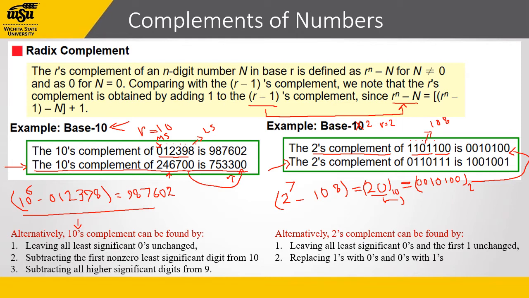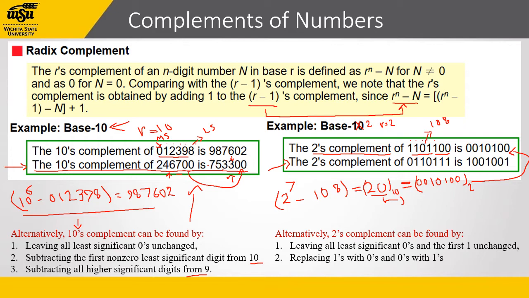Subtract the first non-zero least significant digit from 10. The first non-zero least significant digit is 7. We subtract it from 10, we get 3. Subtract all higher significance digits after 7 from 9, which means 2, 4, 6. If we subtract them from 9, we get 7, 5, and 3. This is how we can use the alternative way to find the r's complement of numbers in base 10.